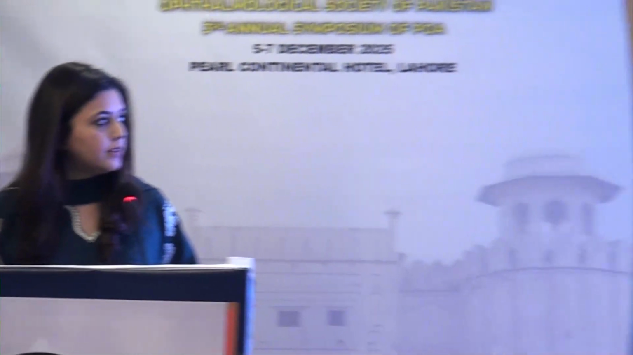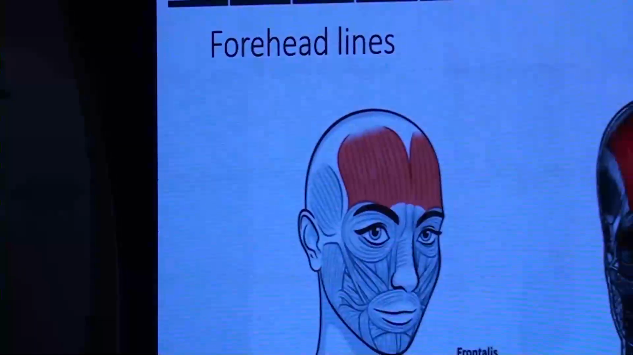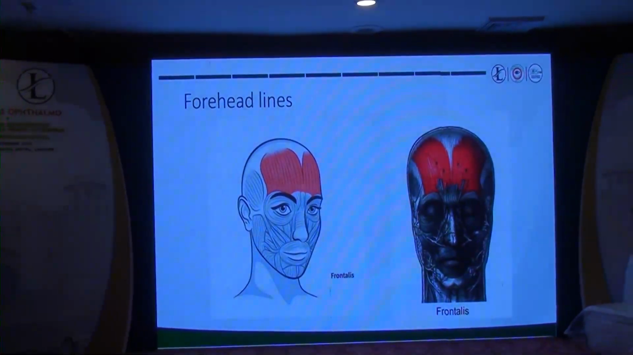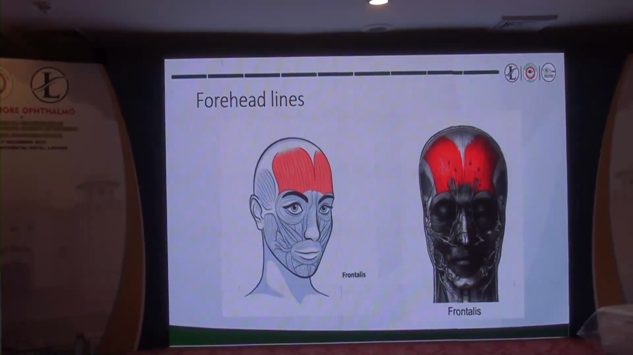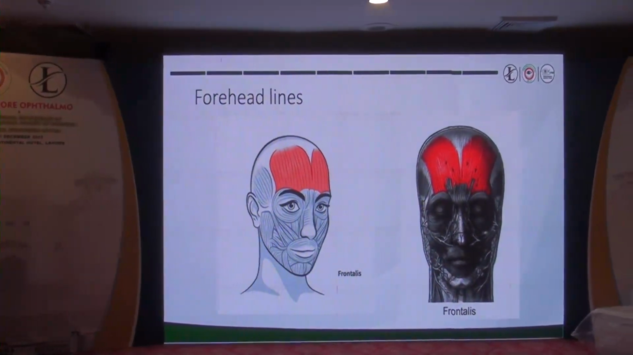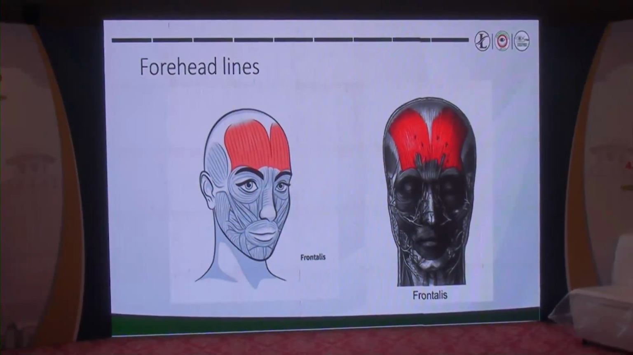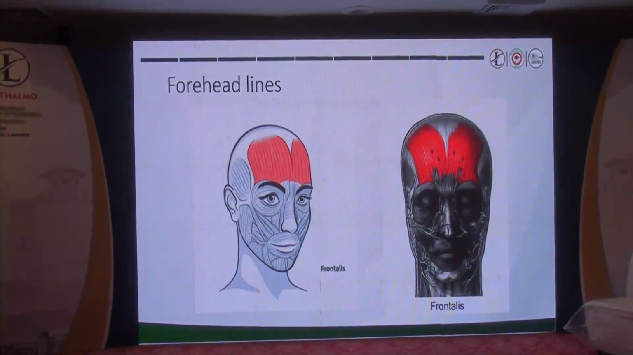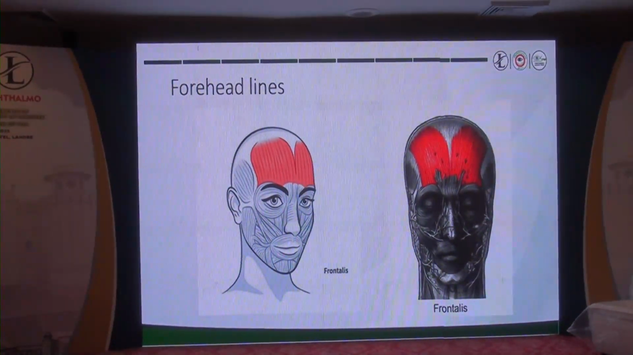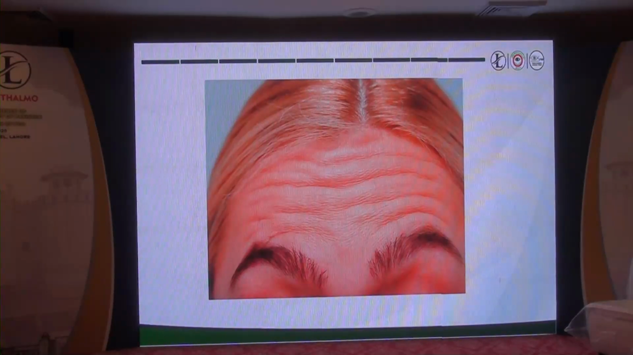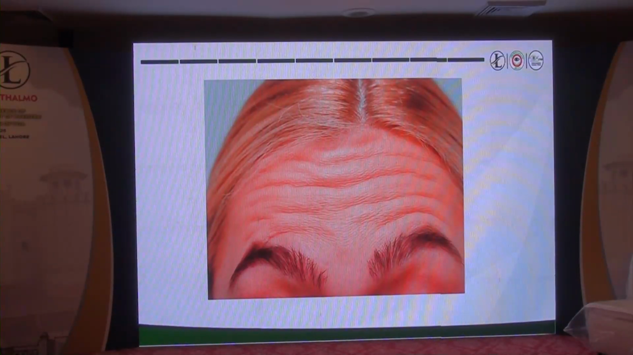So first, the forehead lines. Forehead lines are caused by the frontalis muscle. Frontalis is the thin muscle that starts from the galea aponeurotica and the fibers run vertically down, inserting around the eyebrow skin and on the auricularis. So the pull of the muscle and the direction of the fibers are vertical, but they cause horizontal wrinkles. Wrinkles are always perpendicular to the pull.